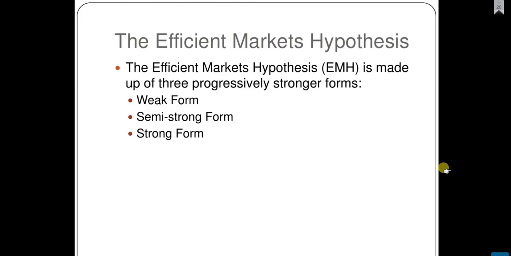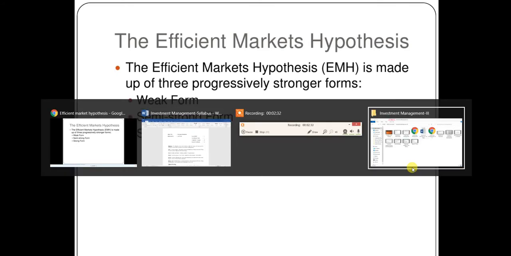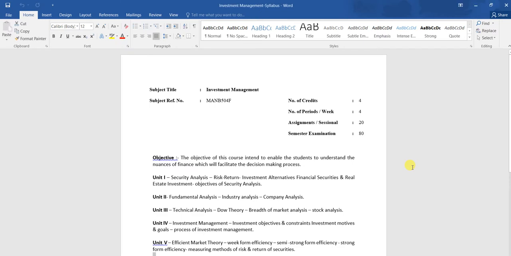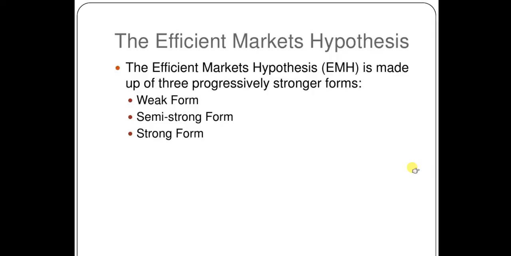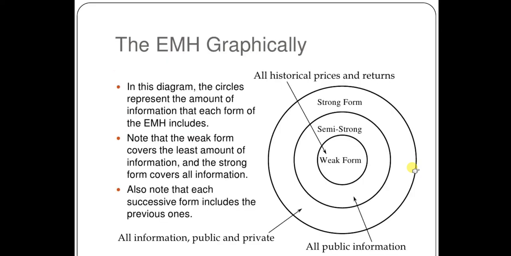So the efficient market hypothesis is made up of three progressively stronger forms. One is a weak form, the second one is a semi-strong form, and the third is the strong form. So we have three theories, three efficiencies: weak form efficiency, semi-strong, and the strong efficiency. Right, so let's start with the weak form efficiency.